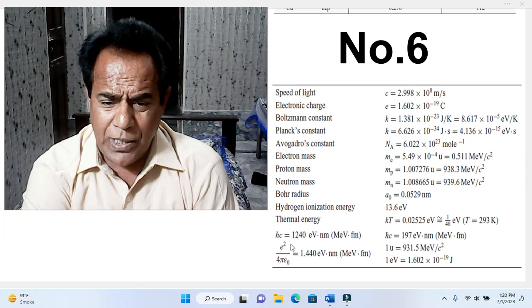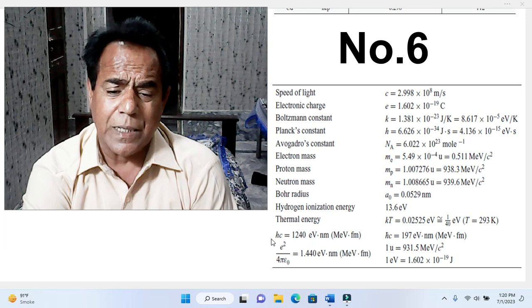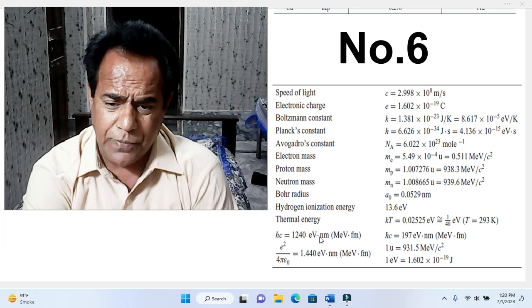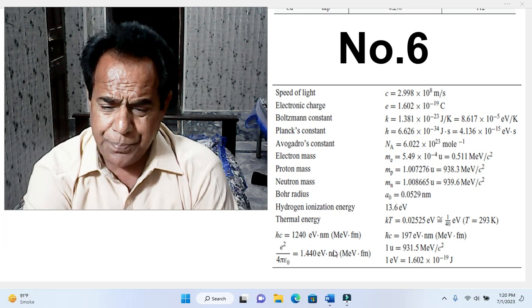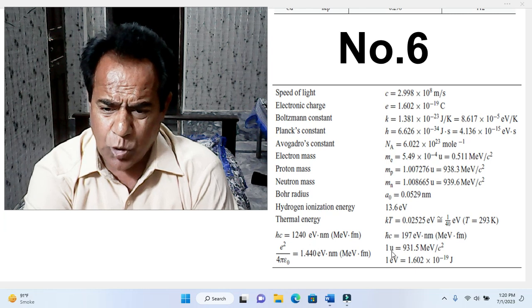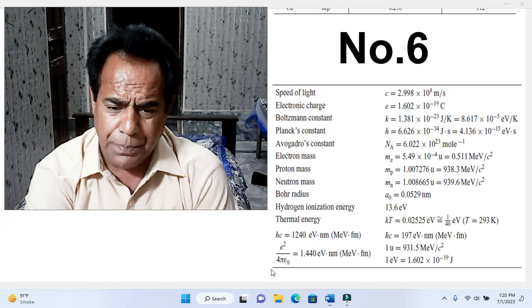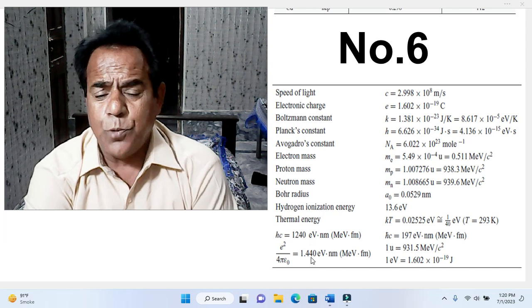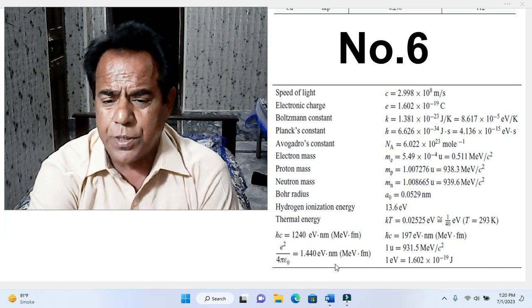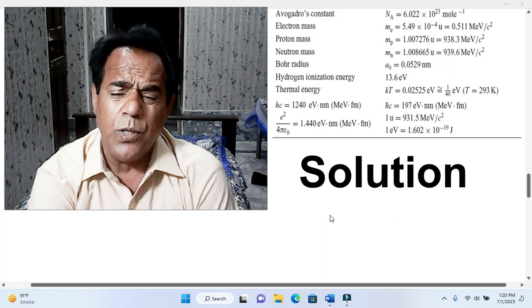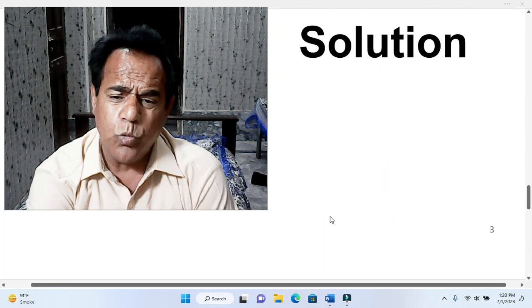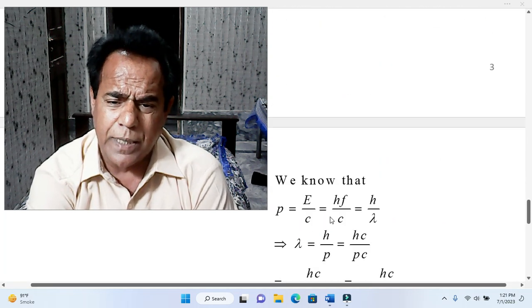Moreover, the value of hc as a combined result is also given. The value of one atomic mass unit is also given. Moreover, e square over 4 pi epsilon naught, the combined value of this, is also given, 1.440 electron volt nanometer. Now we come to the solution. Solution is quite simple and short.